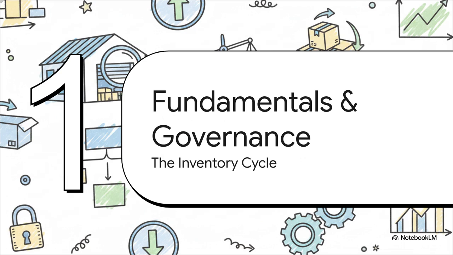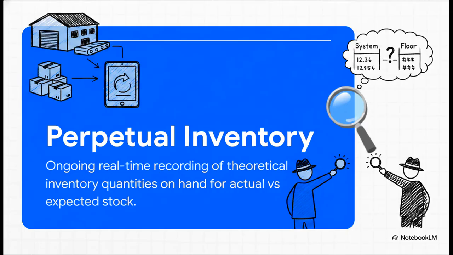Section 1. Cycle fundamentals and governance. For a lot of businesses, inventory is their single largest asset and the biggest driver of their gross profit. That makes it a massive target for theft, right? So to control that risk, modern businesses use a perpetual inventory system. Now, understanding this is absolutely crucial.